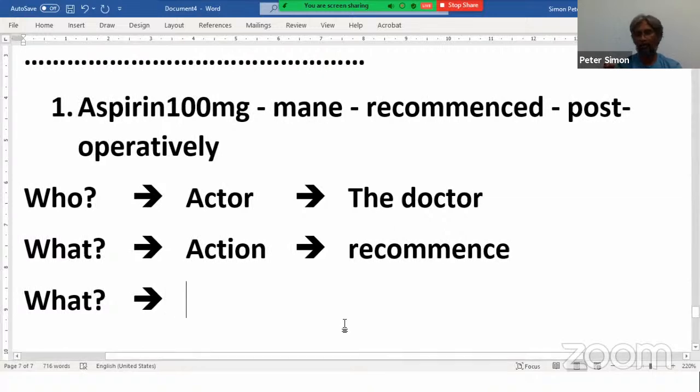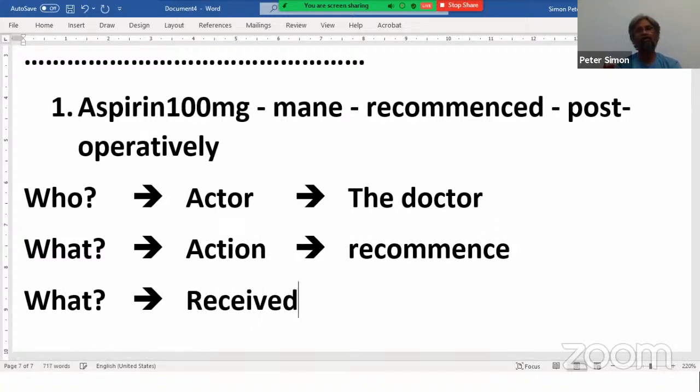What did he recommence? Object. Receiver. This action was received by what? The action was received by aspirin.